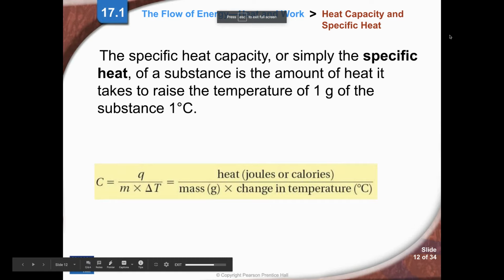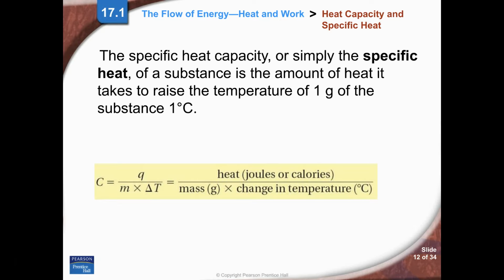Now, remember that we are talking about exothermic and endothermic relationships. Remember that in the endothermic relationship, the heat flows into the system. In the exothermic relationship, the heat flows out of the system.